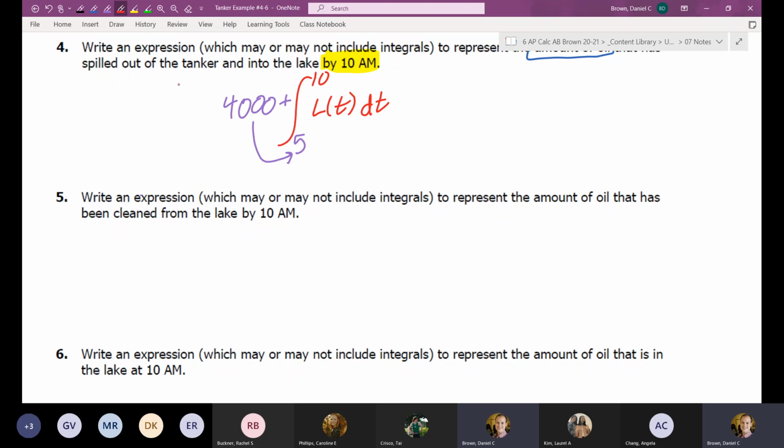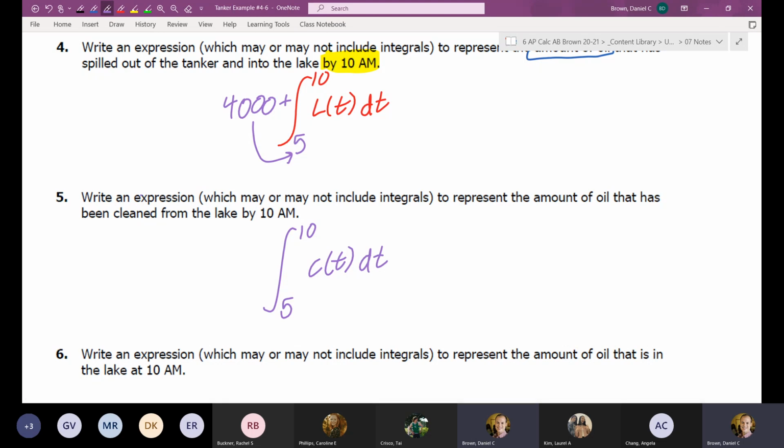Go ahead, Mitch. That is 4,000 plus the integral from 5 to 10 of C(t) dt. So you put 4,000 plus in front of that one, and I didn't write 4,000 because there's not 4,000 plus in this one.